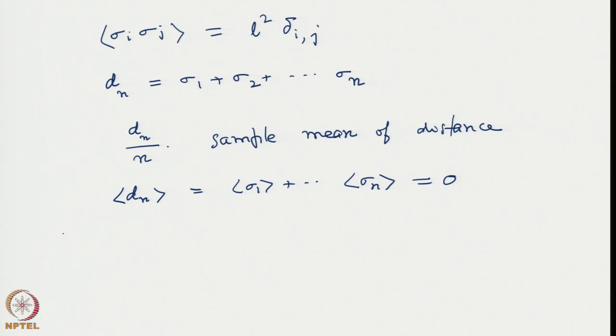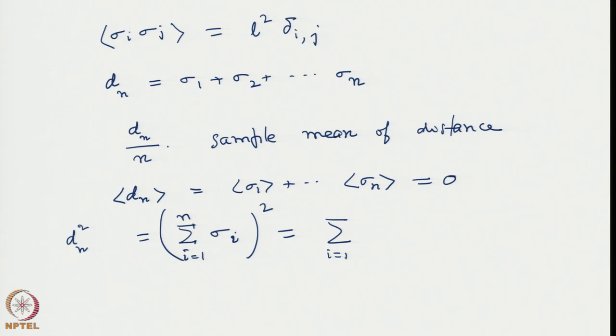Now let us calculate another interesting quantity. What about the d n square mean? Since the mean is 0, it will be a measure of the variance, or the dispersity of his position with respect to the mean. So d n square is the sum over i equal to 1 to n of sigma i, whole square, and the series can be written as the sum over i equal to 1 to n and j equal to 1 to n of sigma i sigma j.